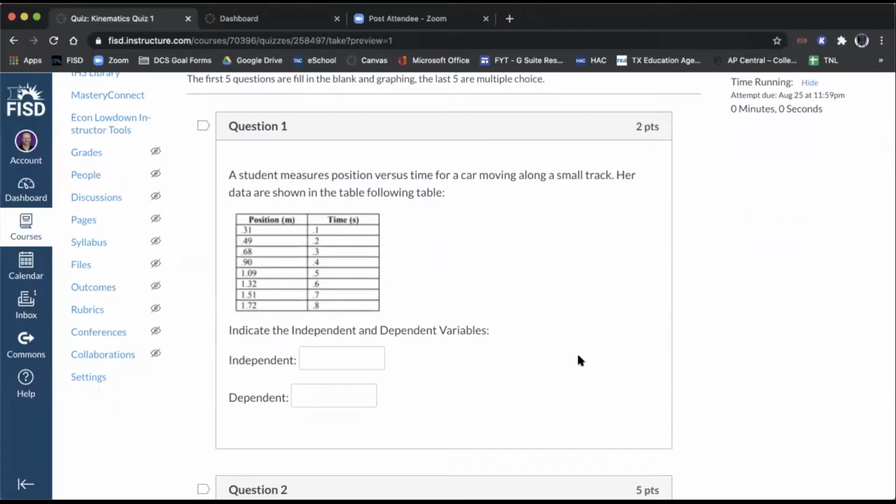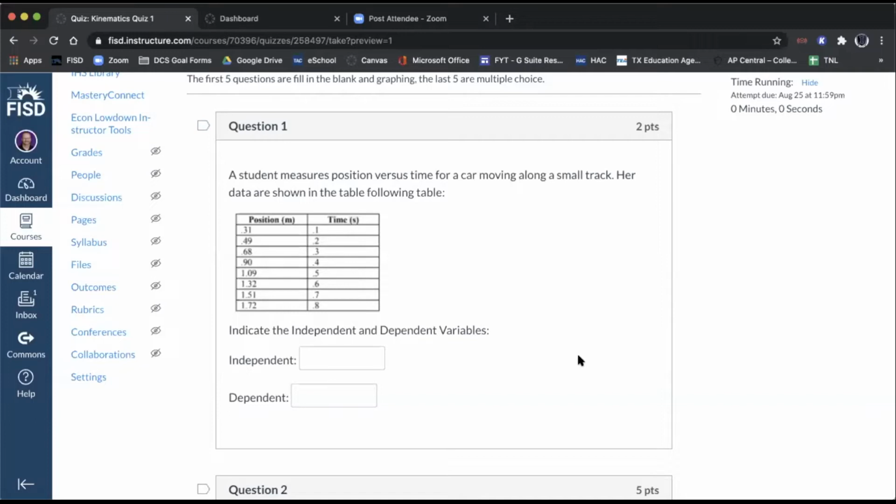Time, yes. Time's completely independent. Time cares about no one or nothing. It's not dependent on anything, but the position that the car could move is based on time. The more time it gets, the further it could possibly go. So you could have put time, seconds, or time in seconds. Anything that indicated the second column, you got credit for. For the dependent, it would be position or meters or position in meters, or anything along that line. That question is worth 2 points.